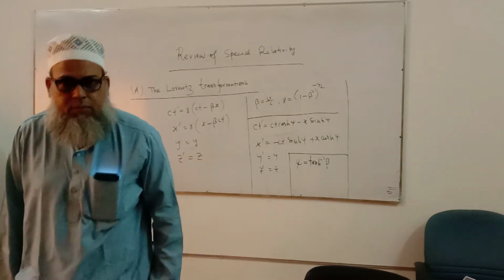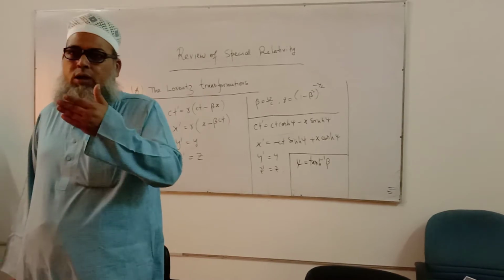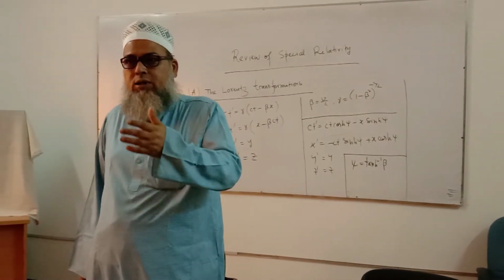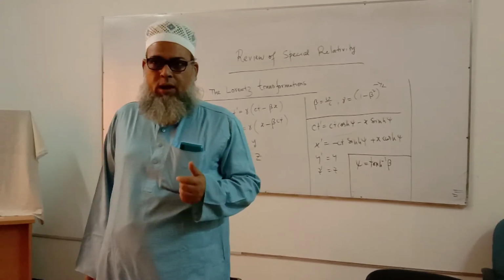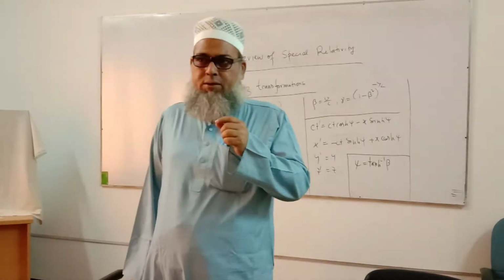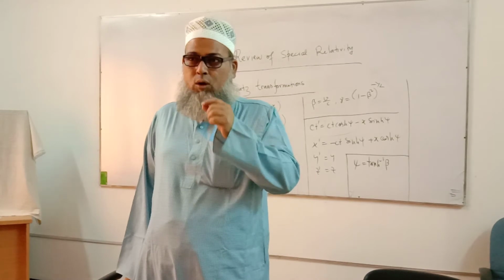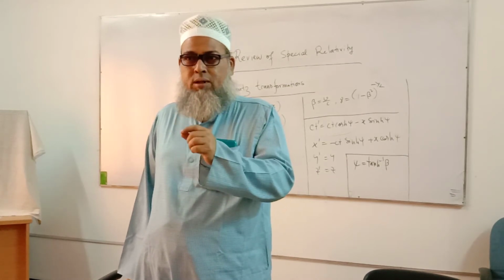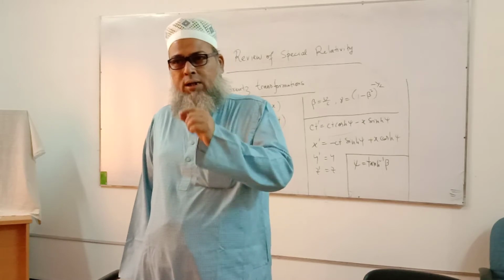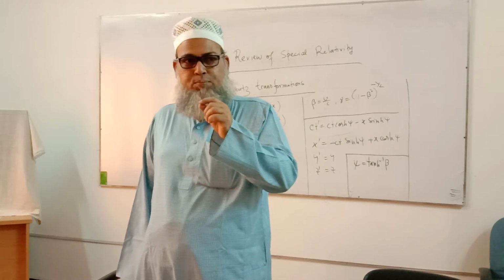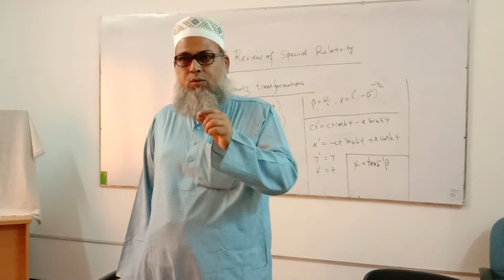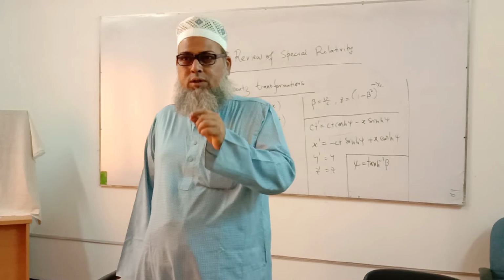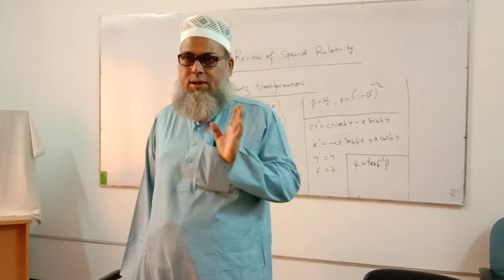The principle of relativity says that all the laws of physics will be the same in all inertial frames, and along with that, the constancy of the speed of light. That means in all inertial frames, the speed of light will be the same, which we symbolize by c, which is equal to 3 times 10 to the power 8 meters per second.